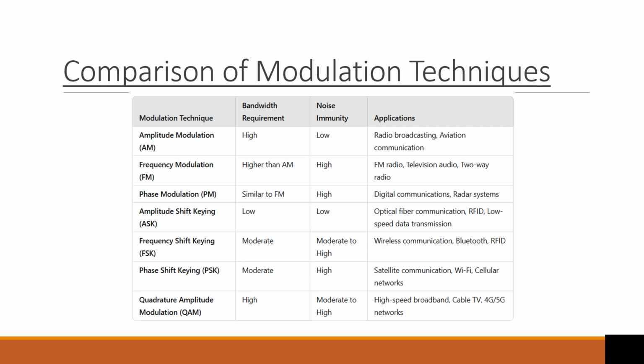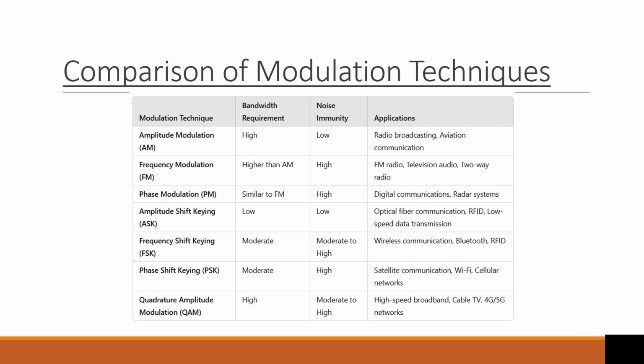In amplitude shift keying, ASK, bandwidth requirement and noise immunity are low. It is used in optical fiber communication, RFID, low speed data transmission. In frequency shift keying, FSK, bandwidth requirement is moderate, noise immunity is moderate to high. It is used in wireless communication, Bluetooth, RFID.